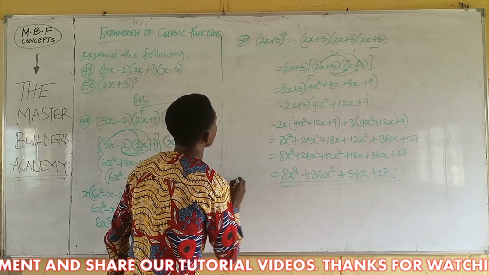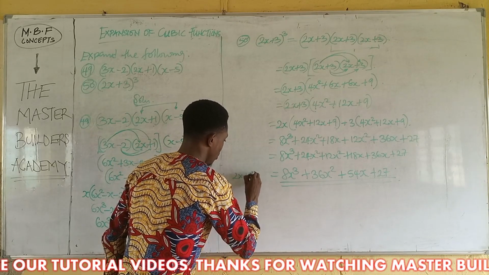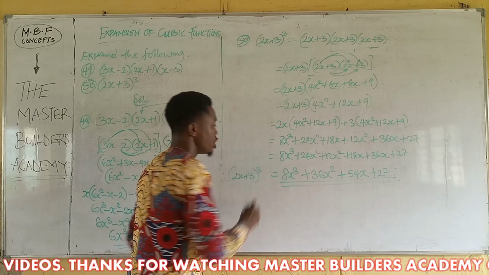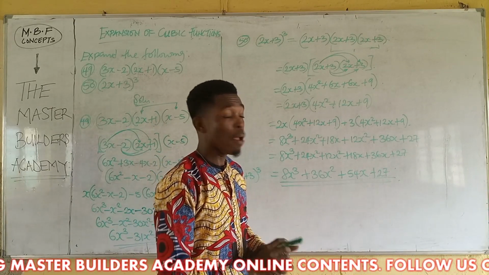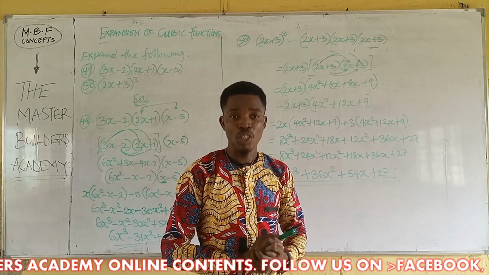Therefore, 2x plus 3 all cubed is equal to 8x cubed plus 36x squared plus 54x plus 27.